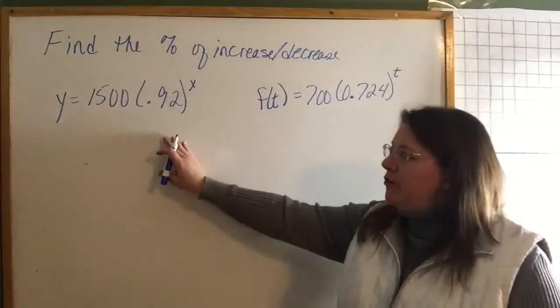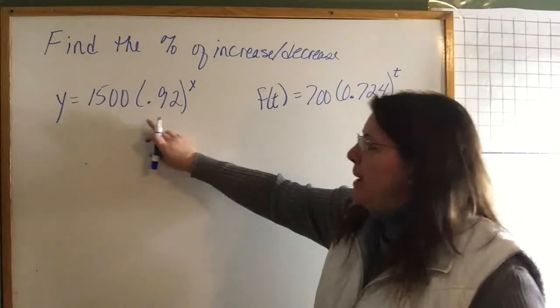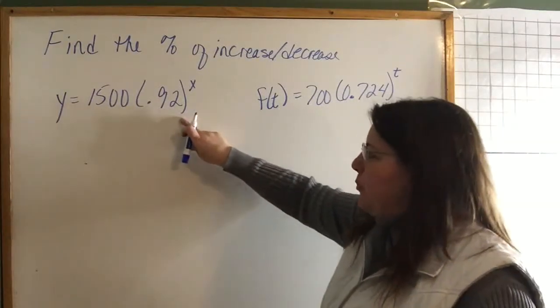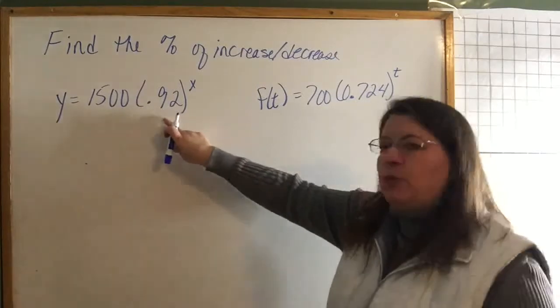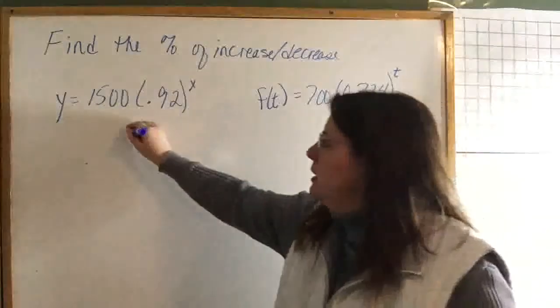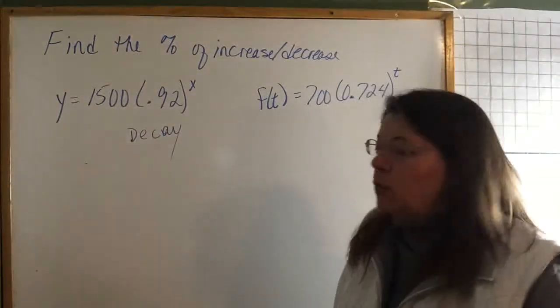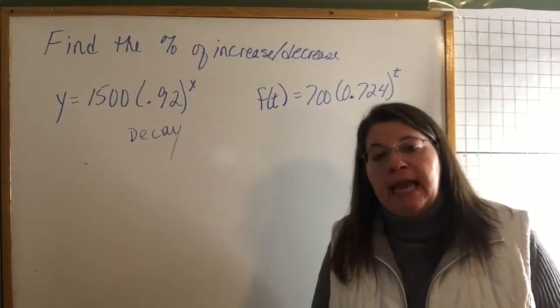Here I have a couple more examples. In this one, my initial population is 1,500. My growth rate is 0.92. Now this one we know is a decay problem. It's not above 1, it is between 0 and 1, so we know it's a decay problem.